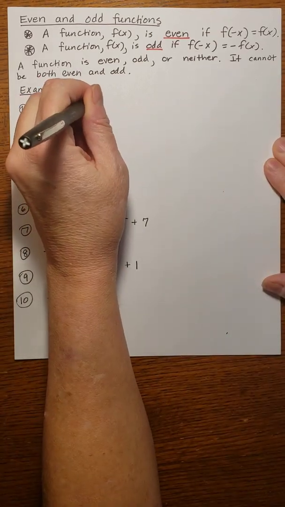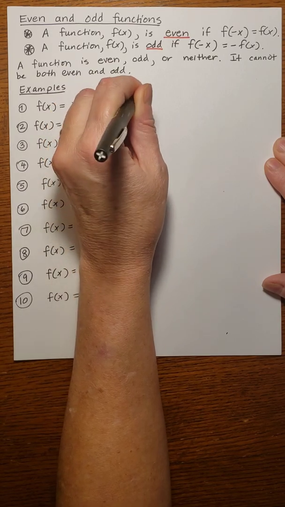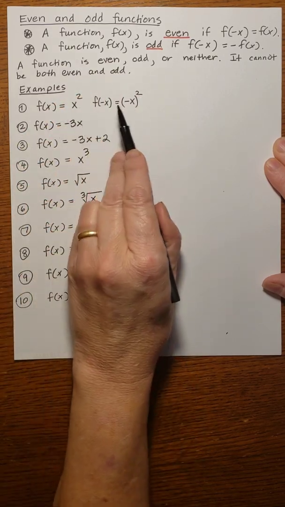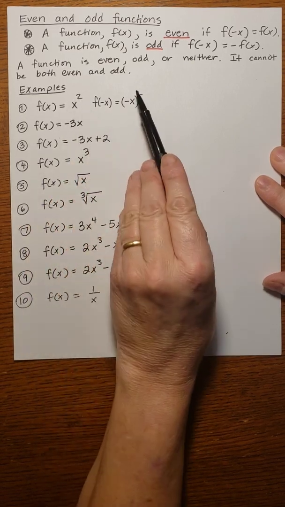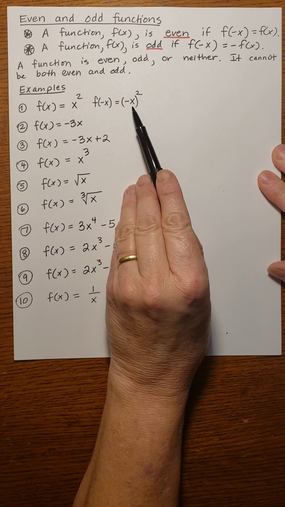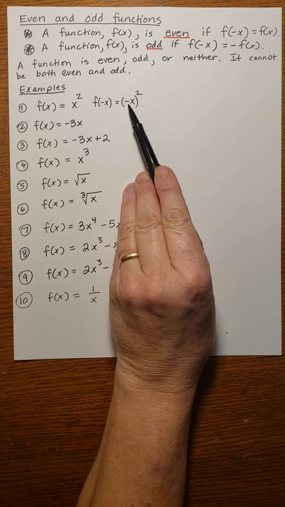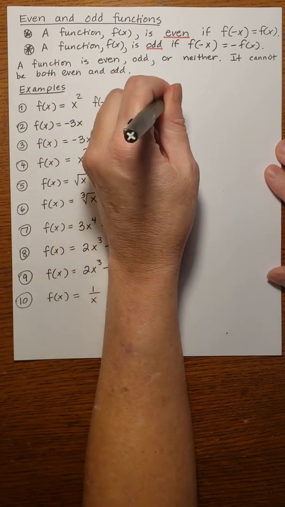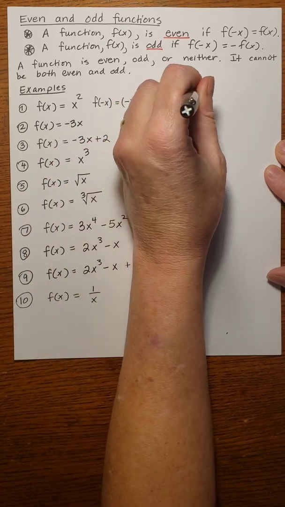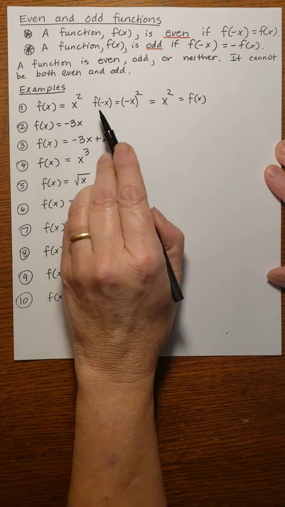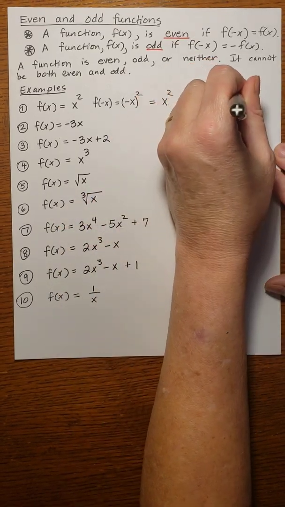So here, f of negative x is equal to negative x squared. I'm just replacing x with negative x. This is a square function, so instead of squaring x, I'm squaring negative x. Now, when you square a negative, it's the same as a positive. So this is actually equal to x squared, and that is exactly my original function. So if you substitute negative x and get out your original function, then the function is even.